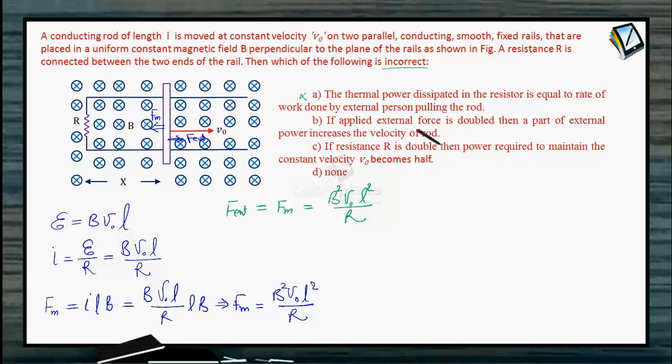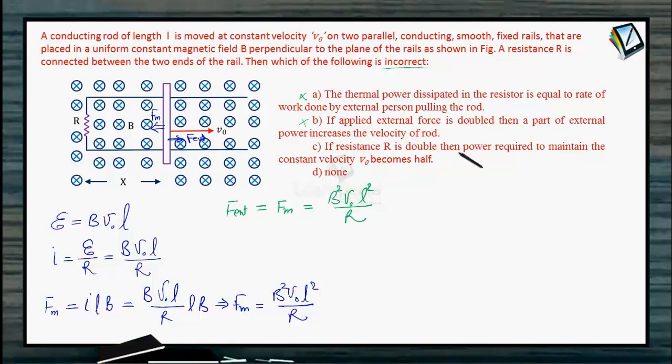Second option: if the applied external force is doubled, then part of the external power increases the velocity of the rod. That is obvious, because if we increase the force beyond the requirement, which is F magnetic, needed to maintain the velocity, then the rod will be accelerated, and because of this acceleration the kinetic energy is going to increase. Yes, it is correct. So this is not the right option because it is not incorrect.